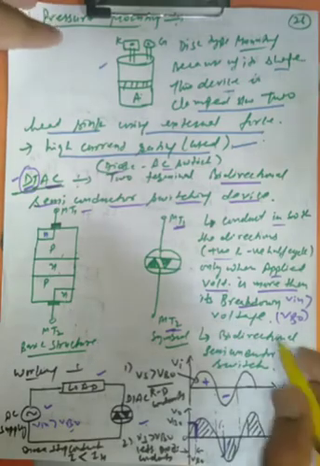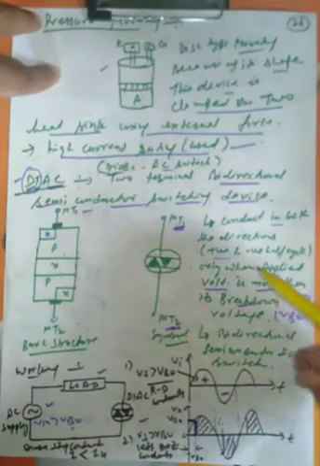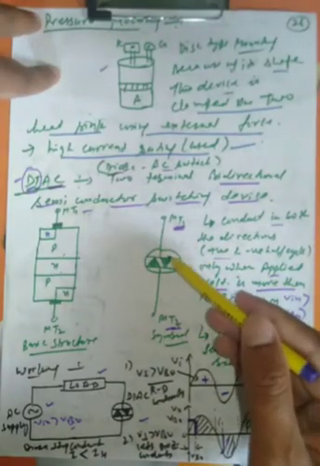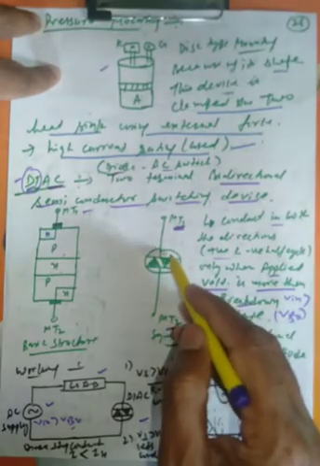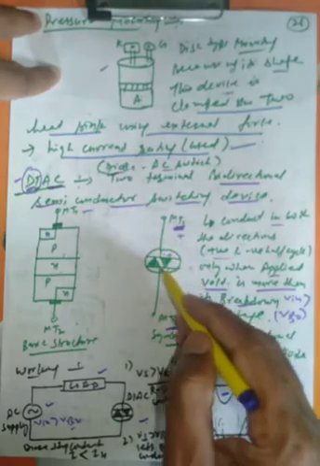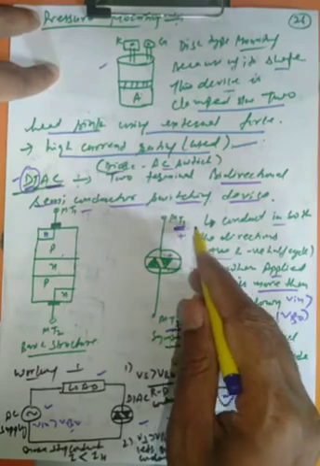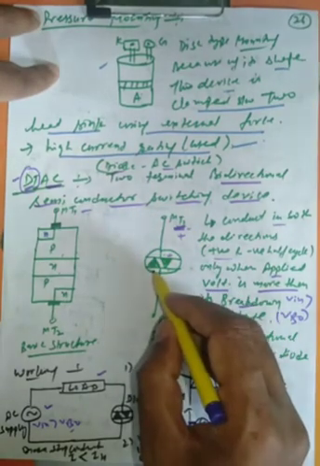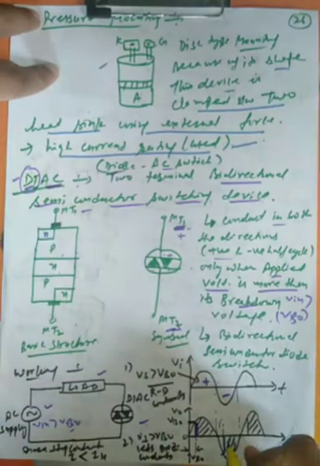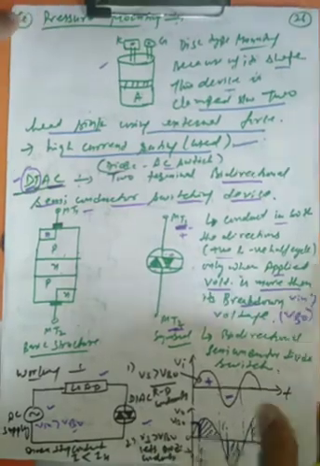So whenever MT1 is positive with respect to MT2, then the right one is conducting, this is positive, this is negative. When this is positive, then the right one is conducting and you will get the output. When MT1 is negative and this is positive, then this left diode will be conducting in forward bias, and this is in reverse bias. So in the negative half cycle, this left diode will conduct.